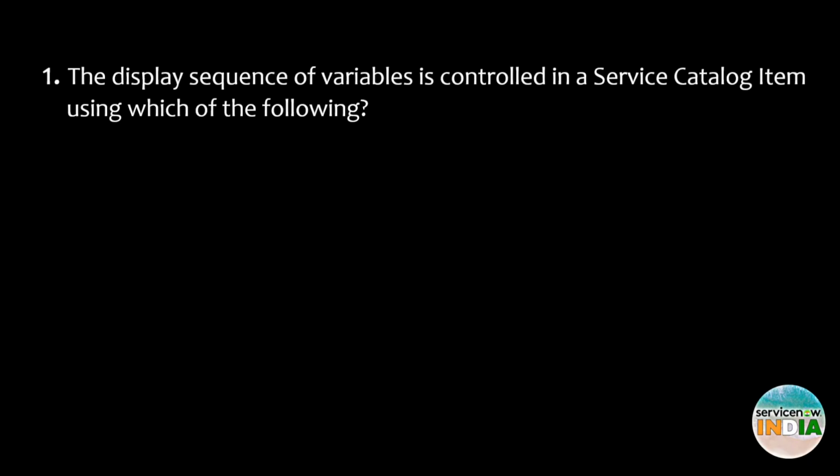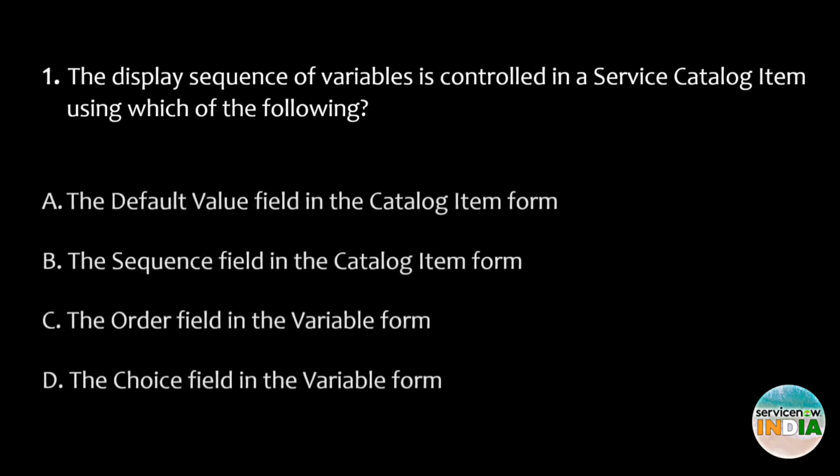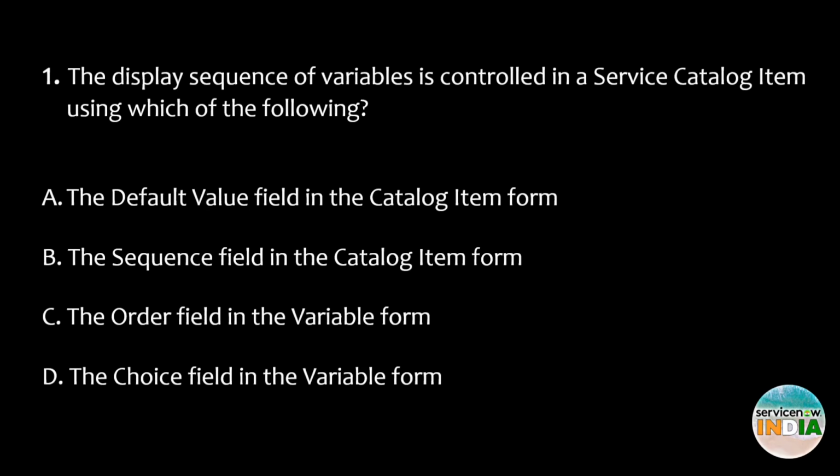The question is: the display sequence of variables is controlled in a service catalog item using which of the following? Let's go through the options first. Default value field in the catalog item form, the sequence field in the catalog item form, the order field in the variable form, and the choice field in the variable form. The question means they are asking how the display sequence of variables is controlled in a service catalog item. We have many variables. Let me go through the PDI and I'll show you how the sequence is controlled.